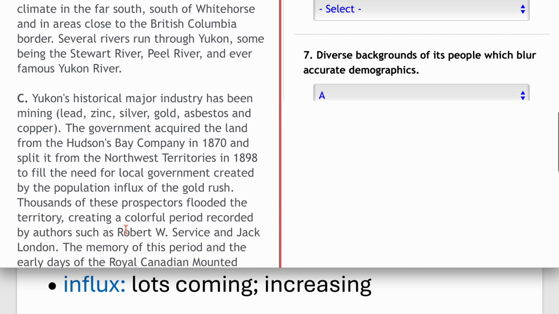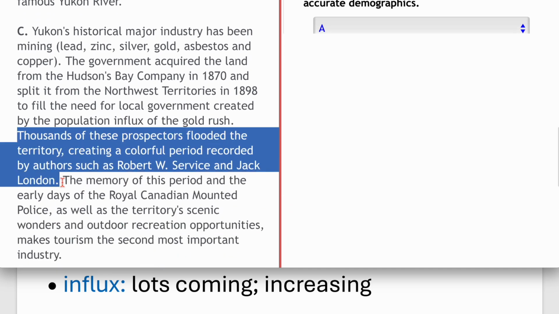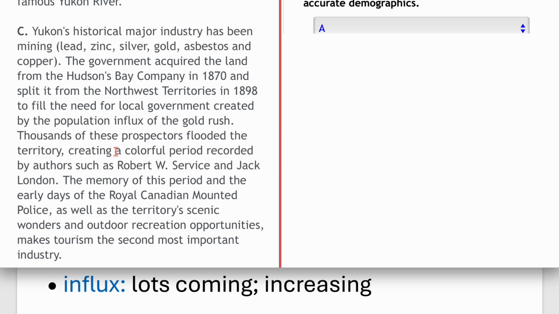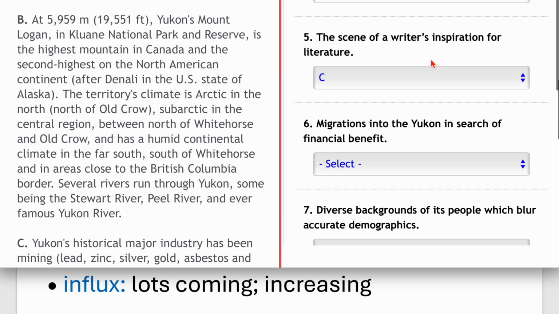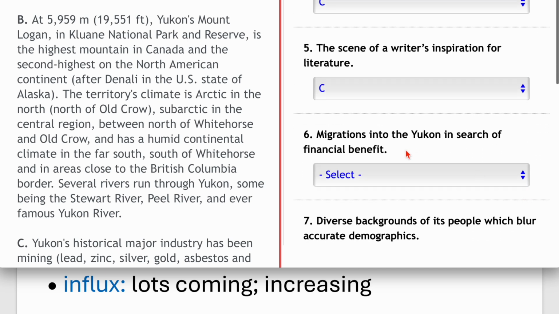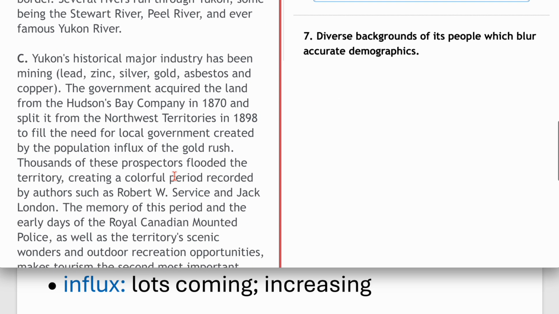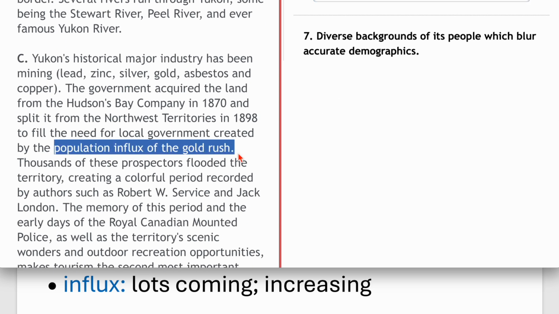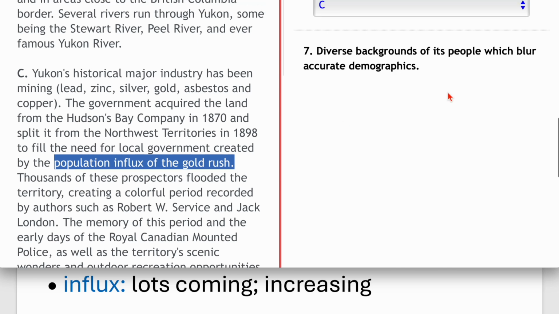Remember it said here that these writers were inspired by this colorful period and this situation of the gold rush. Okay? Migrations into the Yukon in search of financial benefit. Yes, right? Also yes, because it says that lots of people, population influx for the gold rush. So they were searching for gold, financial benefit. Okay?